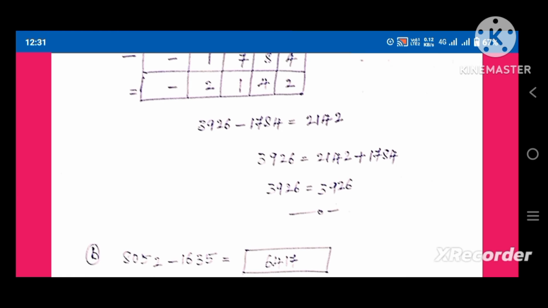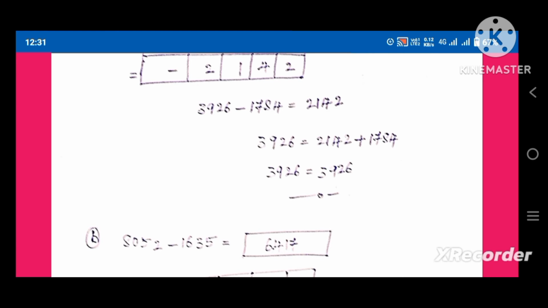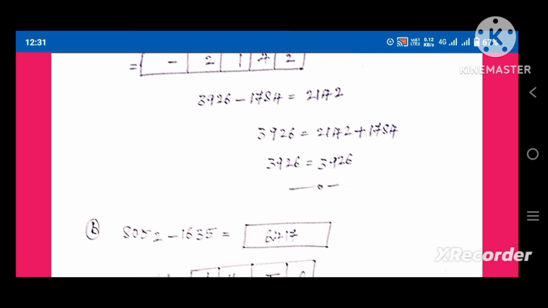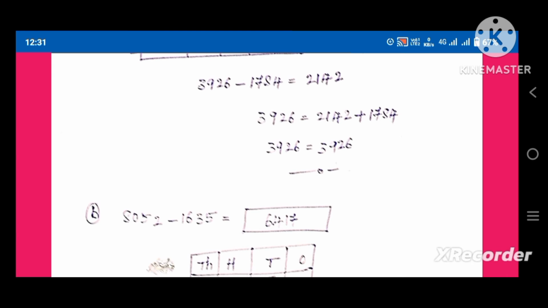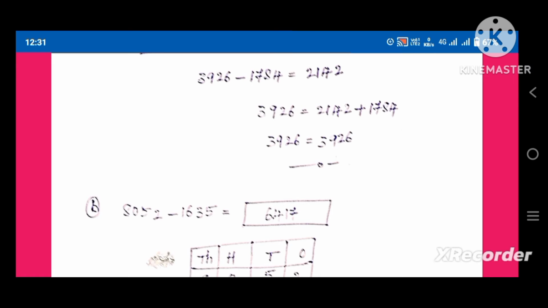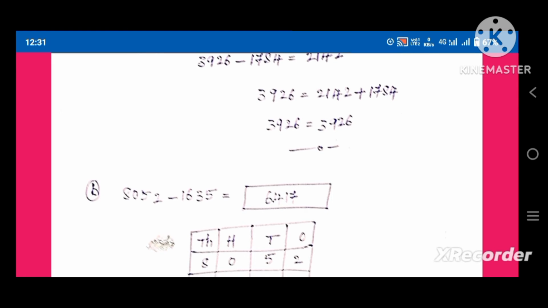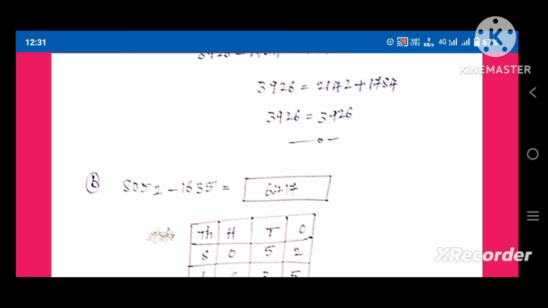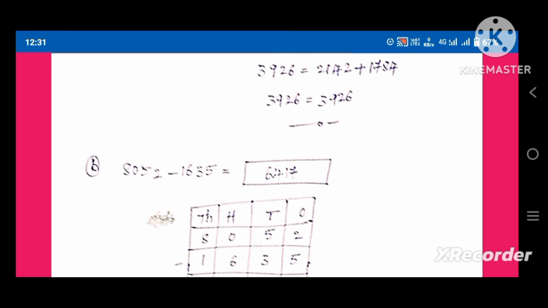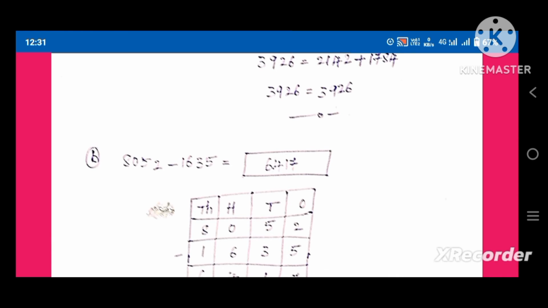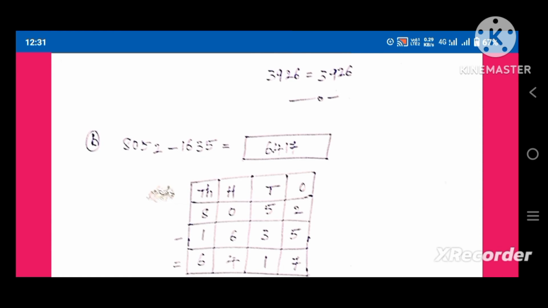And then write like this: 3926 minus 1784 is equal to 2142. When we write the digits to the right, the minus becomes plus. 2142 plus 1784. Then we can verify both are same. 3926 is equal to 3926.